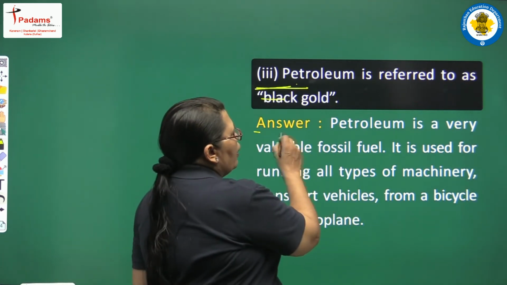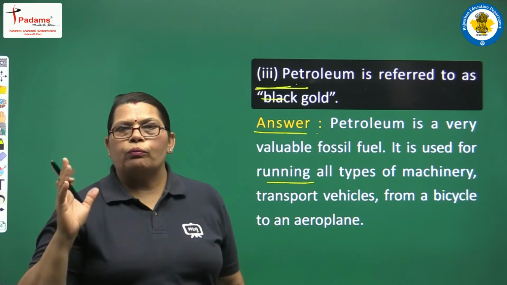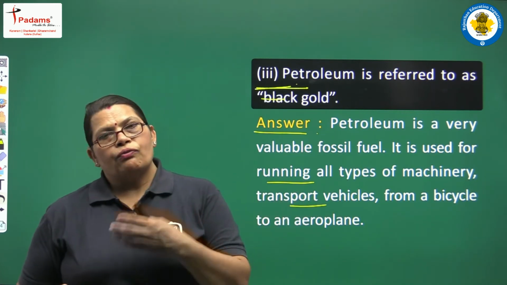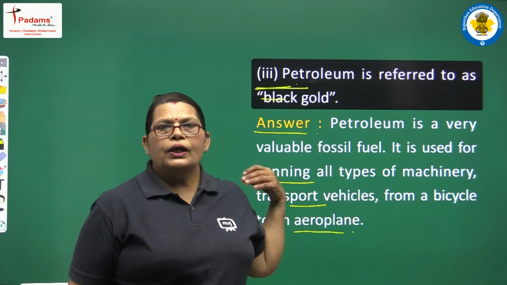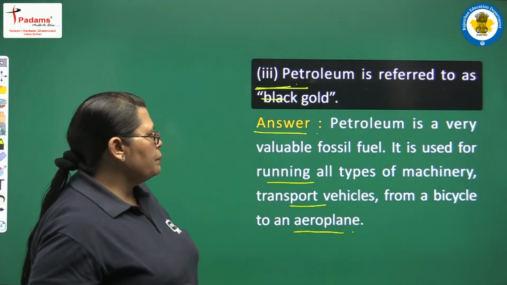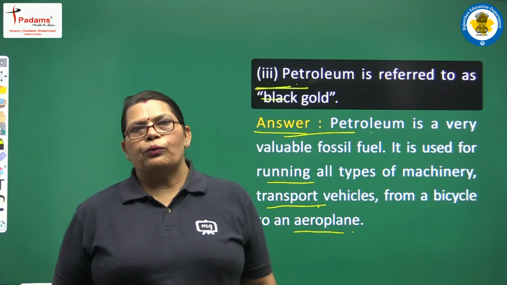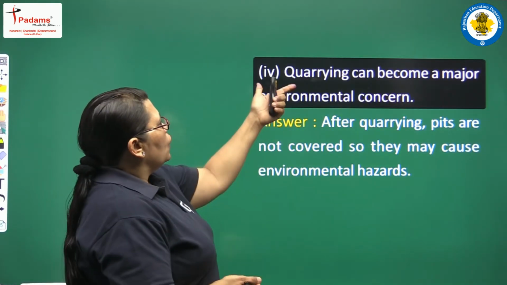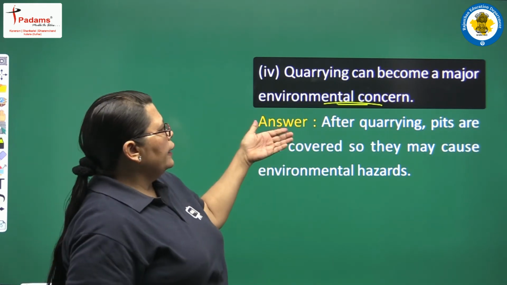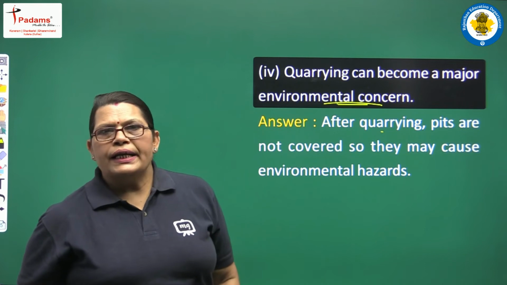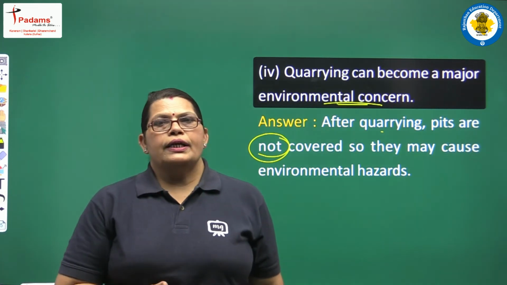See here. Petroleum is a very valuable fossil fuel and it is used for running all types of machinery as well as transport vehicles, from a bicycle to an aeroplane. It means different modes of transportation. We all use different modes of transportation, and all these means of transportation are not supported without the availability of petroleum. Our next question is here, students. Quarrying can become a major environmental concern. How is it? See here in our answer session. After quarrying, pits are not covered, so they may cause environmental hazards. So this one is important.